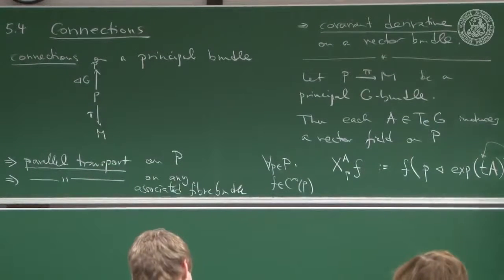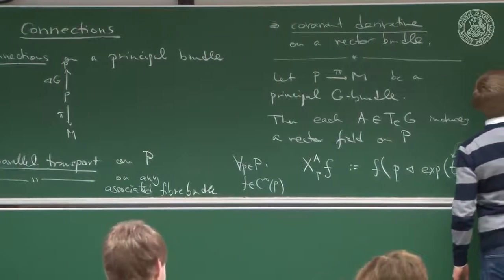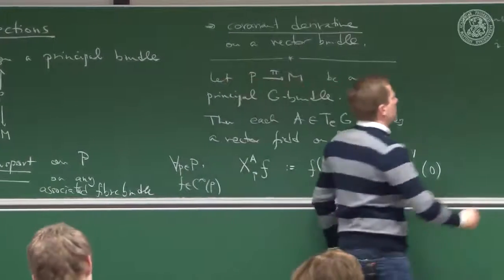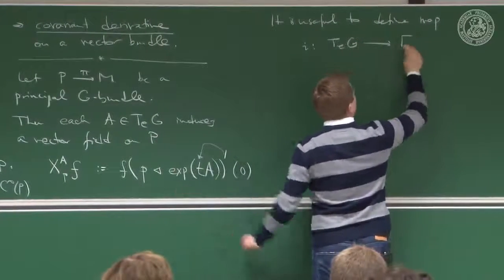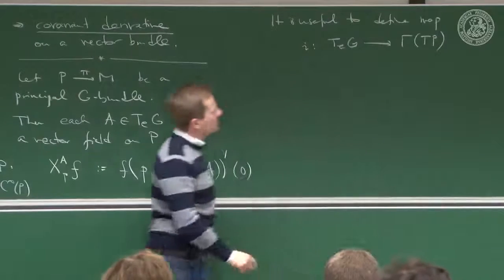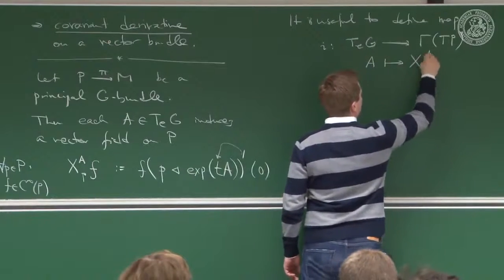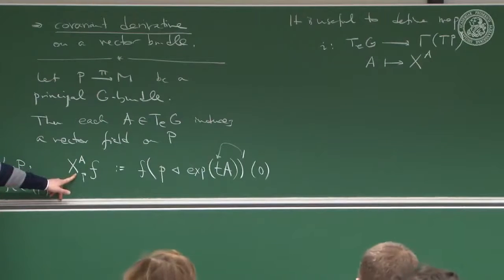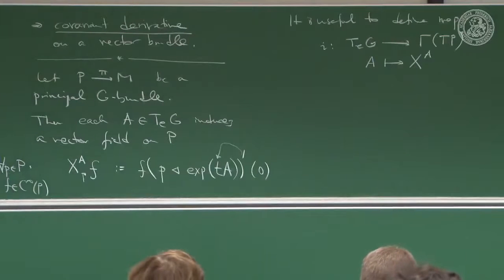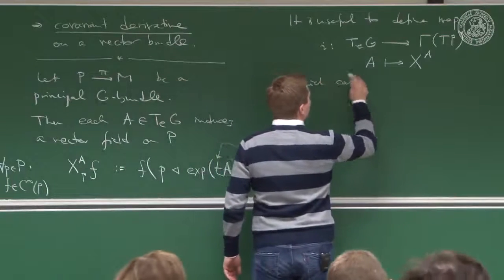It's useful to define a map, let's call it I, which takes an element in the Lie algebra, this A, and assigns to it the vector field I just defined on P. So it's a section of the tangent bundle of P, simply by assigning to A the entire vector field X_A defined on P. So we have this map, and it can be shown to be a Lie algebra homomorphism.